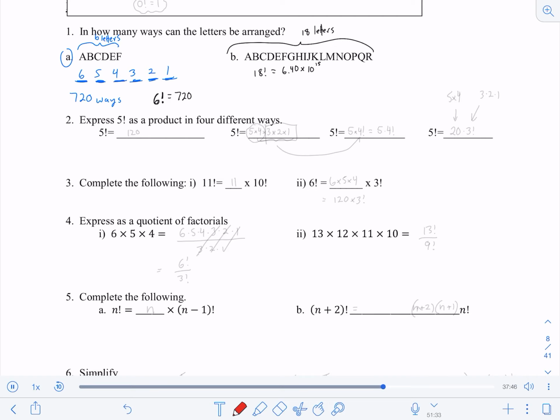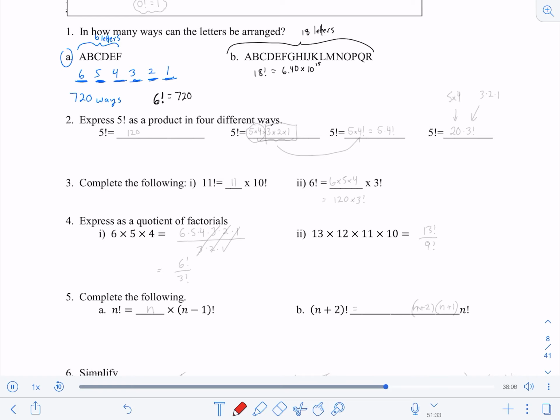Okay, so factorial notation is a neat way to shorten this, and at least to write it down and to calculate it, because it would have been a pain to write 18, 17, 16 into our calculator. This way it lets us punch it in really quick.